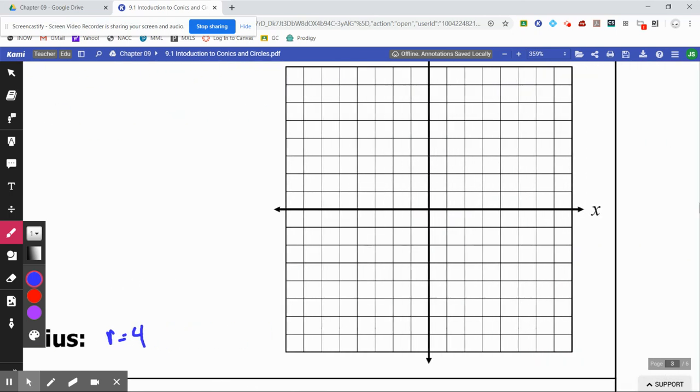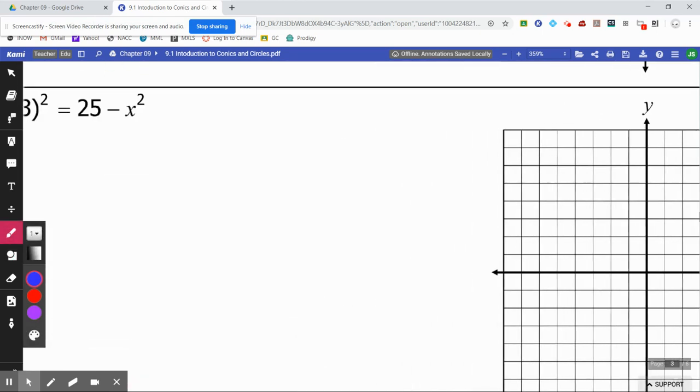So therefore, let's graph this. If the center is at (0, 0), we're going to go up 4, down 4, right 4, and 1, 2, 3, left 4. And we're going to draw our circle from there. And there's your circle. The next one.